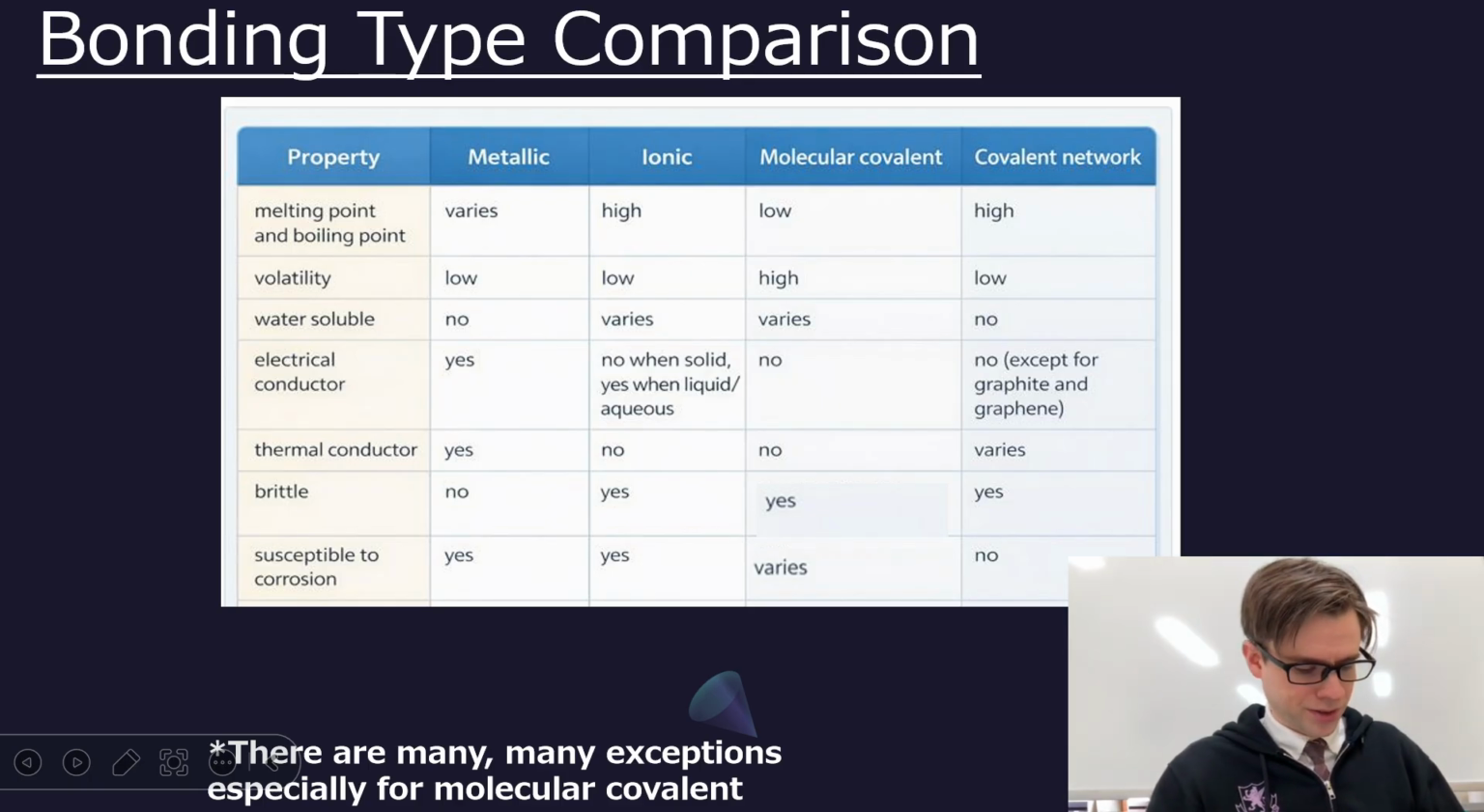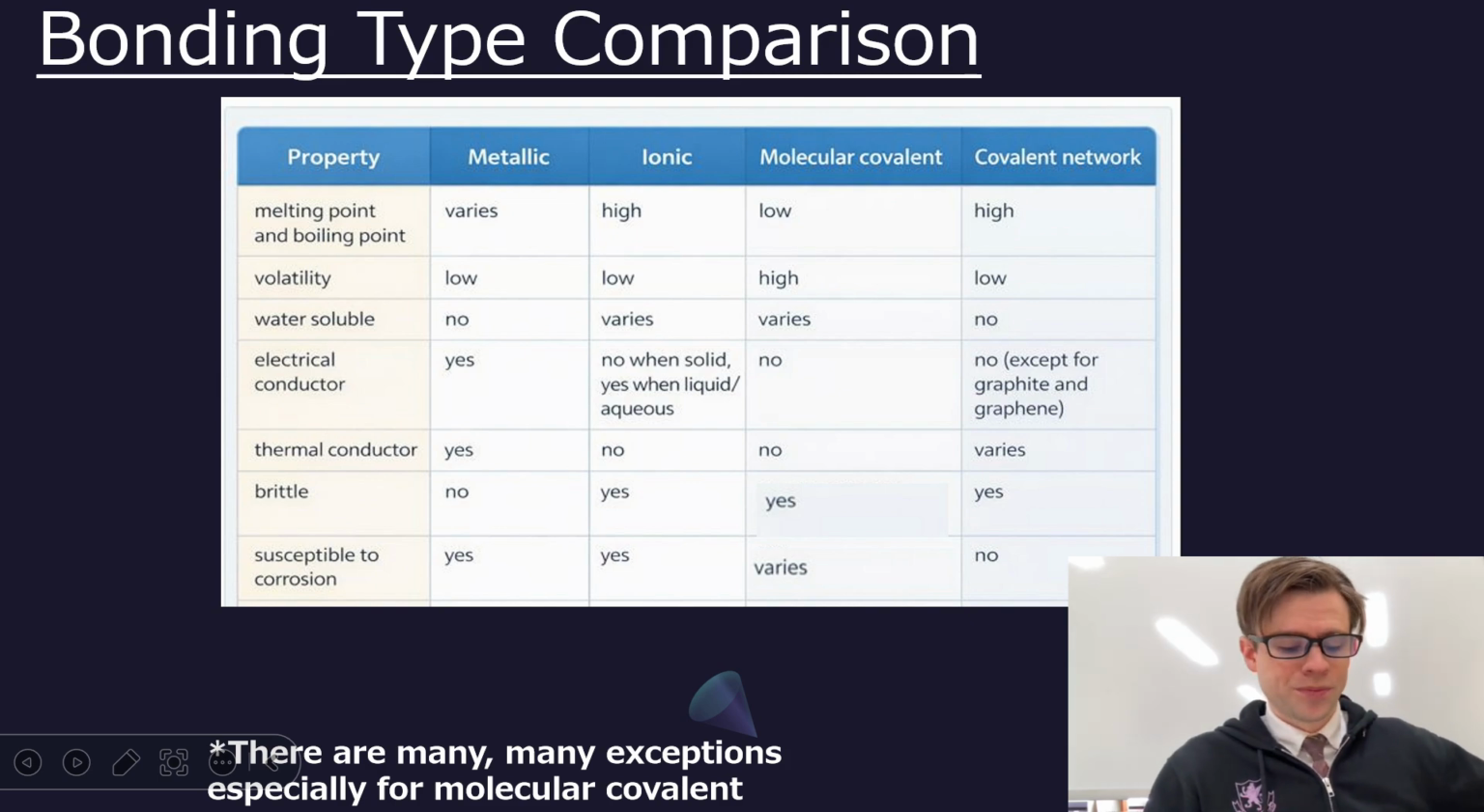So that's high volatility. Water soluble varies. Again, we've learned about polarity. You can have non-polar things like hexane or oils that don't dissolve in water very well. They have no attraction to water molecules. But then we have things like the polyatomic ions or ammonia, like polar covalent, that will dissolve well in water.